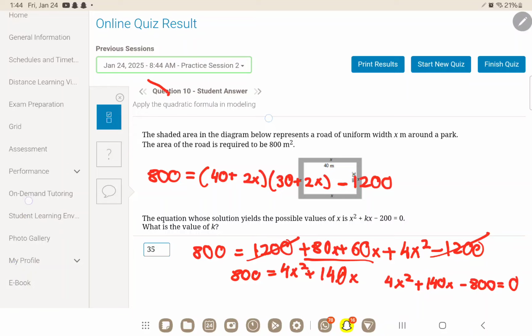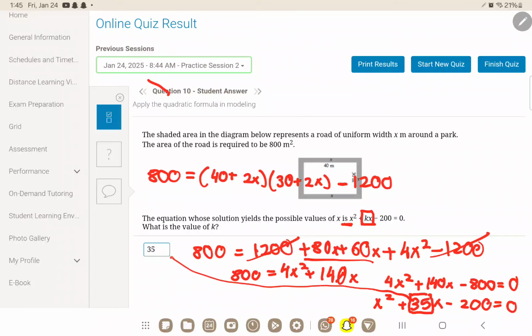And we need to divide everything by 4 because you need the coefficient of x squared to be 1. So divide everything by 4. It becomes x squared plus 140 divided by 4 is 35x, minus 800 divided by 4 is 200, equals 0 because 0 divided by 4 is 0. And now they're asking what's the value of k, which is the coefficient of x. The coefficient of x, as we can see in our formula, is 35, and that is your answer.